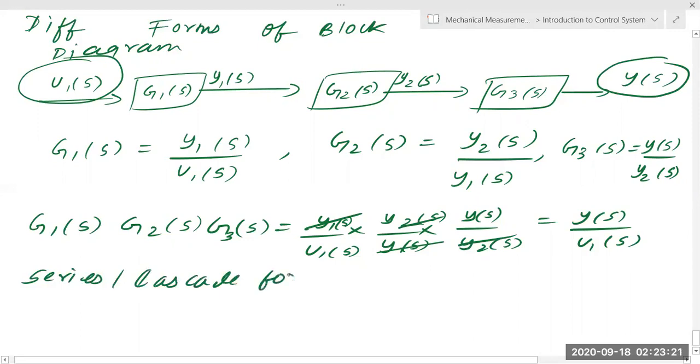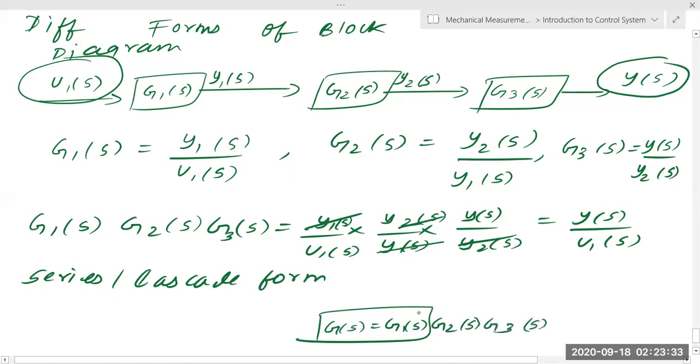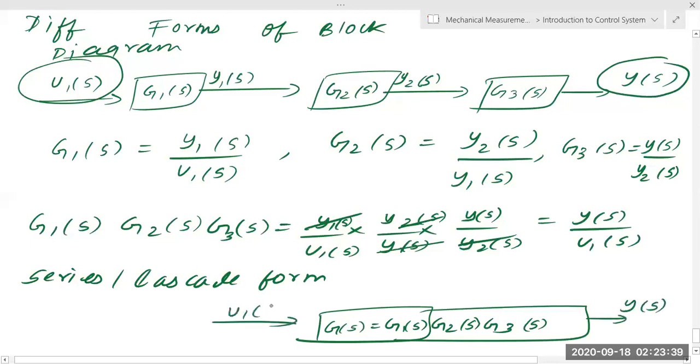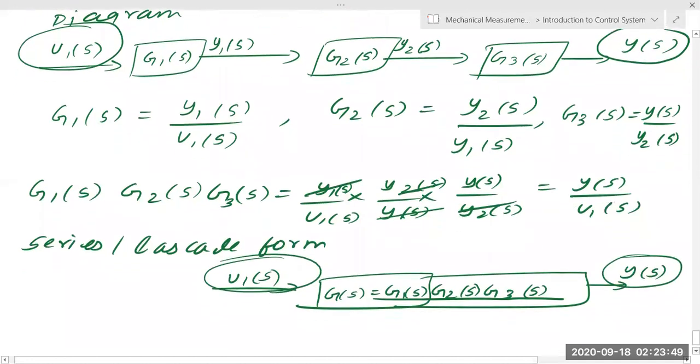Cascade form. What happens in the cascade or series form? We can convert all the blocks into a single block G of S, which is nothing but G1 of S into G2 of S into G3 of S. I'll write it in a simpler way, with an output of Y of S and input of U1 of S. That means rather than multiplying all these three, we can directly use the final output and the initial input to find the value of G of S. This type is called cascade form of block diagram.